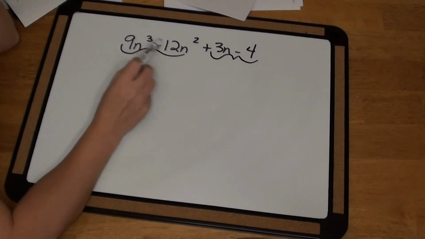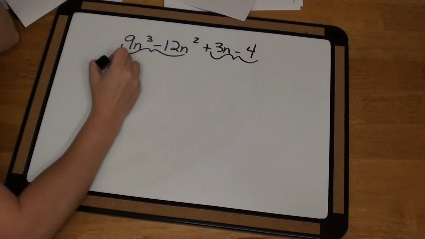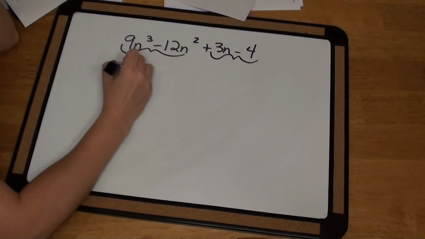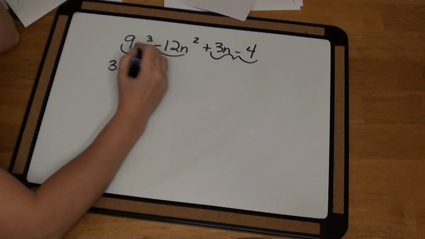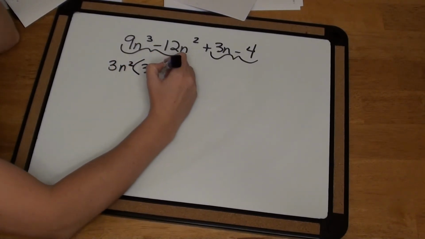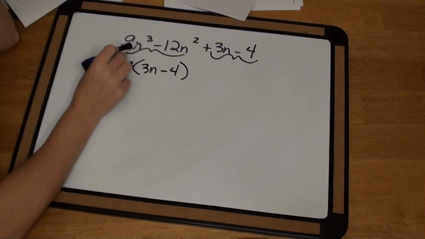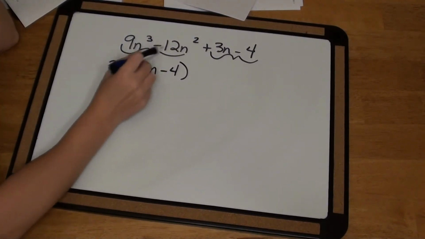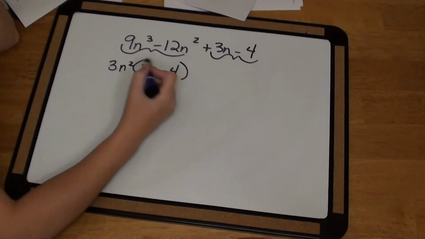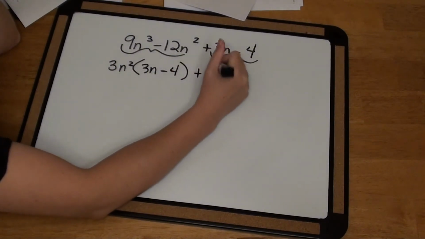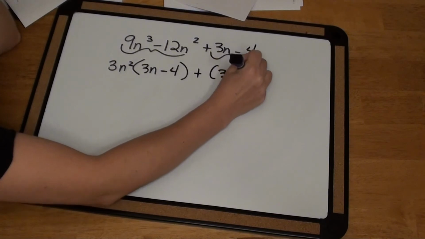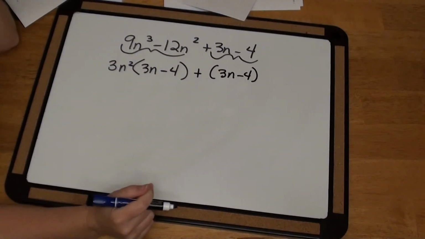Now, I'm going to look at this. What can I take out of both of these? I can take a 3 out, and I can take an n squared out. That leaves me with a 3n minus 4. If I take 3n squared out of 9n cubed, I get 3n. If I take 3n squared out of 12n squared, I get negative 4. Then I'm going to have plus 3n minus 4. I don't have to do anything to that.